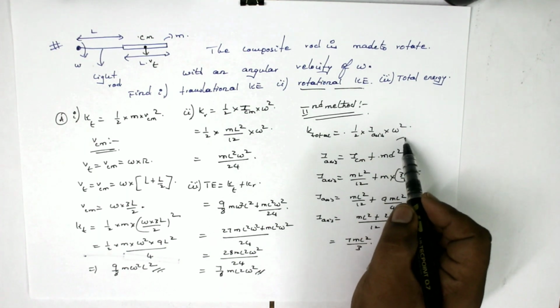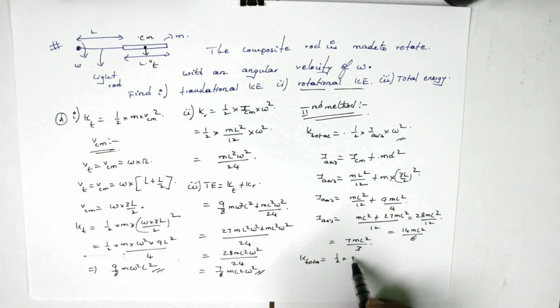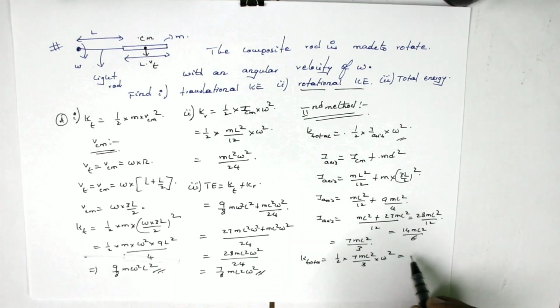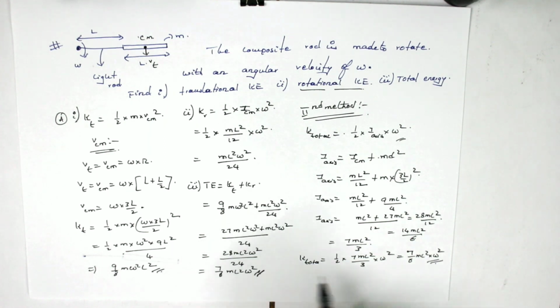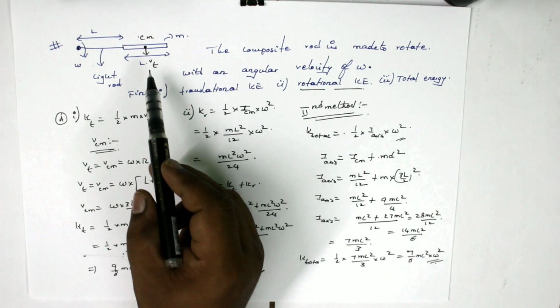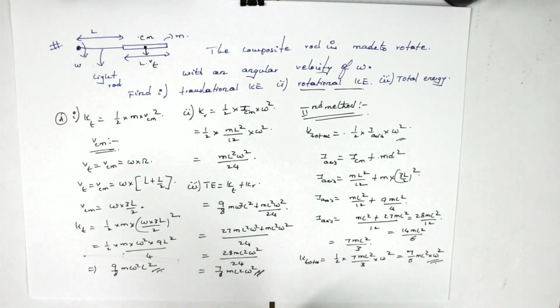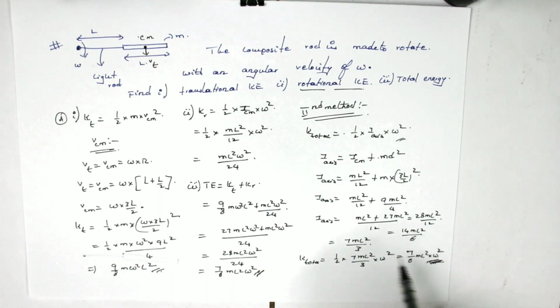Now if I substitute in this relation, then K total can be written as half into I axis, which is 7 ml square by 3 into omega square. So 3 twos are 6, which is equal to 7 by 6 ml square omega square. Now if I observe this result and this result, they are exactly equal. So it means that instead of considering the translational energy and rotational kinetic energy individually, if I take the moment of inertia about the axis through which this composite rod is rotating, then I will get total kinetic energy by bypassing one more step. So directly I can get total kinetic energy.